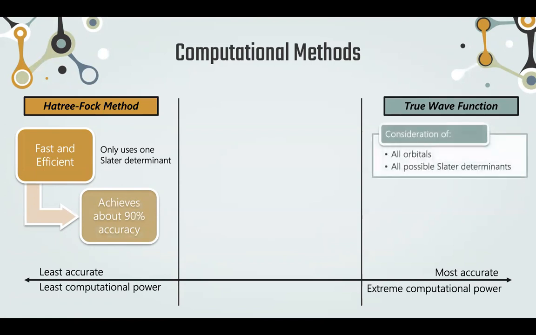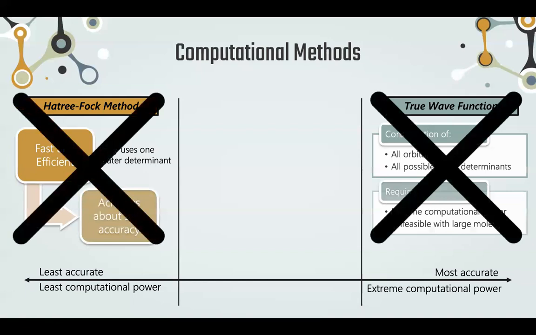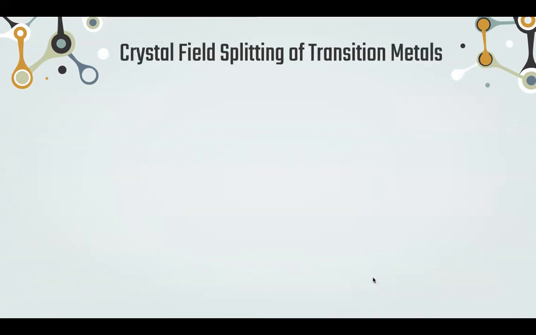all orbitals from the basis set and all possible Slater determinants, achieving the true theoretical result at the cost of extreme computing power. This can be done for very small particles, but is certainly not feasible with large particles, such as the 5D transition metals in our projects. Therefore, most computational chemistry falls within these two domains, achieving higher accuracy than Hartree-Fock and optimizing lower energies while requiring more computational resources. Now, we shall talk about some basic concepts of our project.